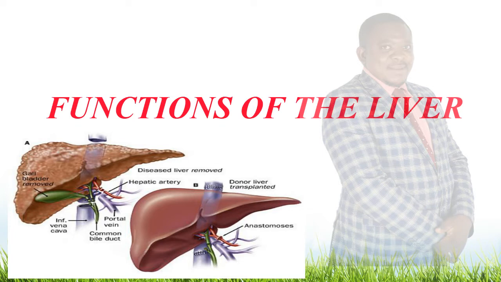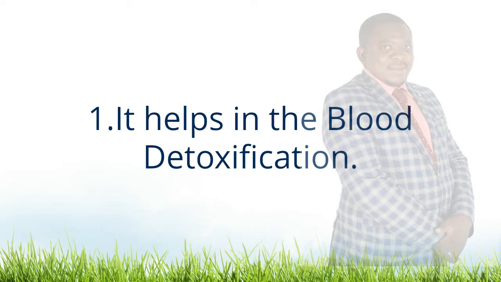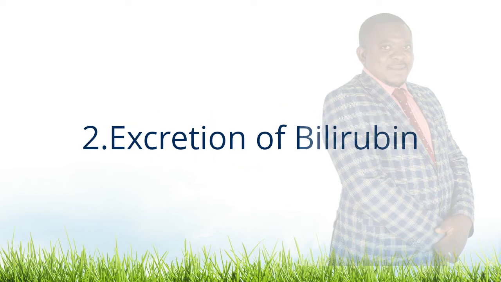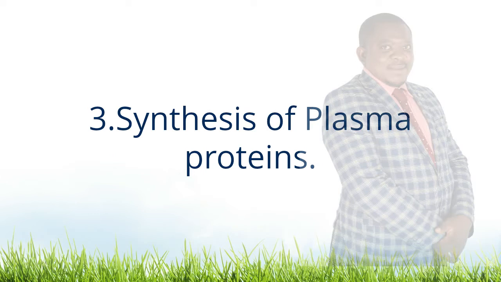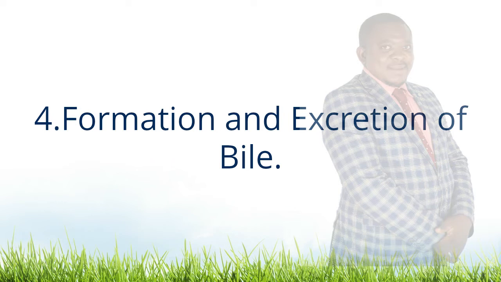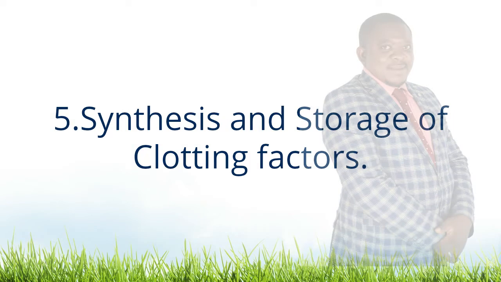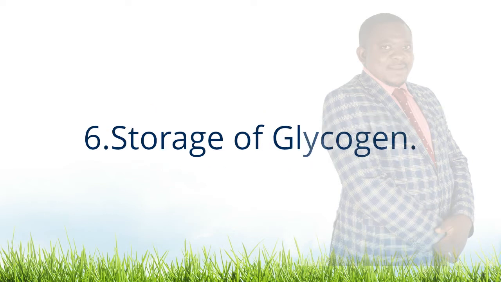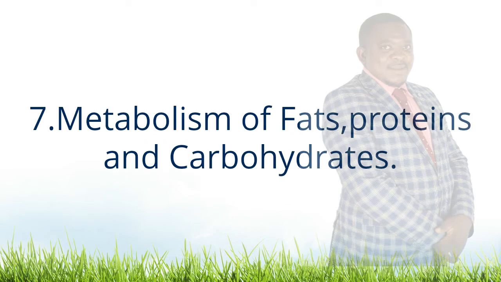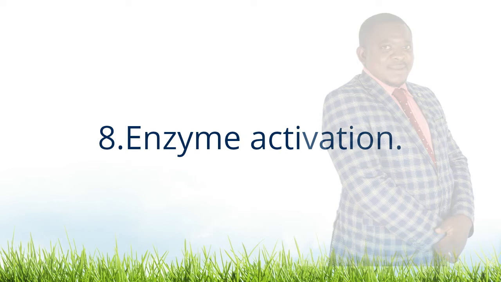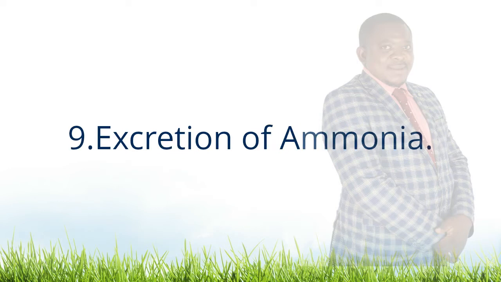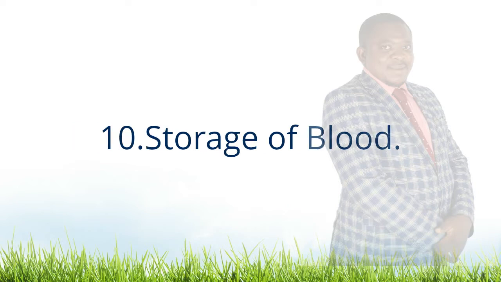So the liver has got a lot of functions, but we're just going to mention just a few, about 10. 1. The liver helps in blood detoxification. 2. Excreting of bilirubin. 3. Synthesis of plasma proteins. 4. Formation and excretion of bile. 5. Synthesis and storage of clotting factors. 6. Storage of glycogen. 7. Metabolism of fats, proteins and carbohydrates. 8. Enzyme activation. 9. Excretion of ammonia. 10. Storage of blood. Okay, so the liver has all these functions.